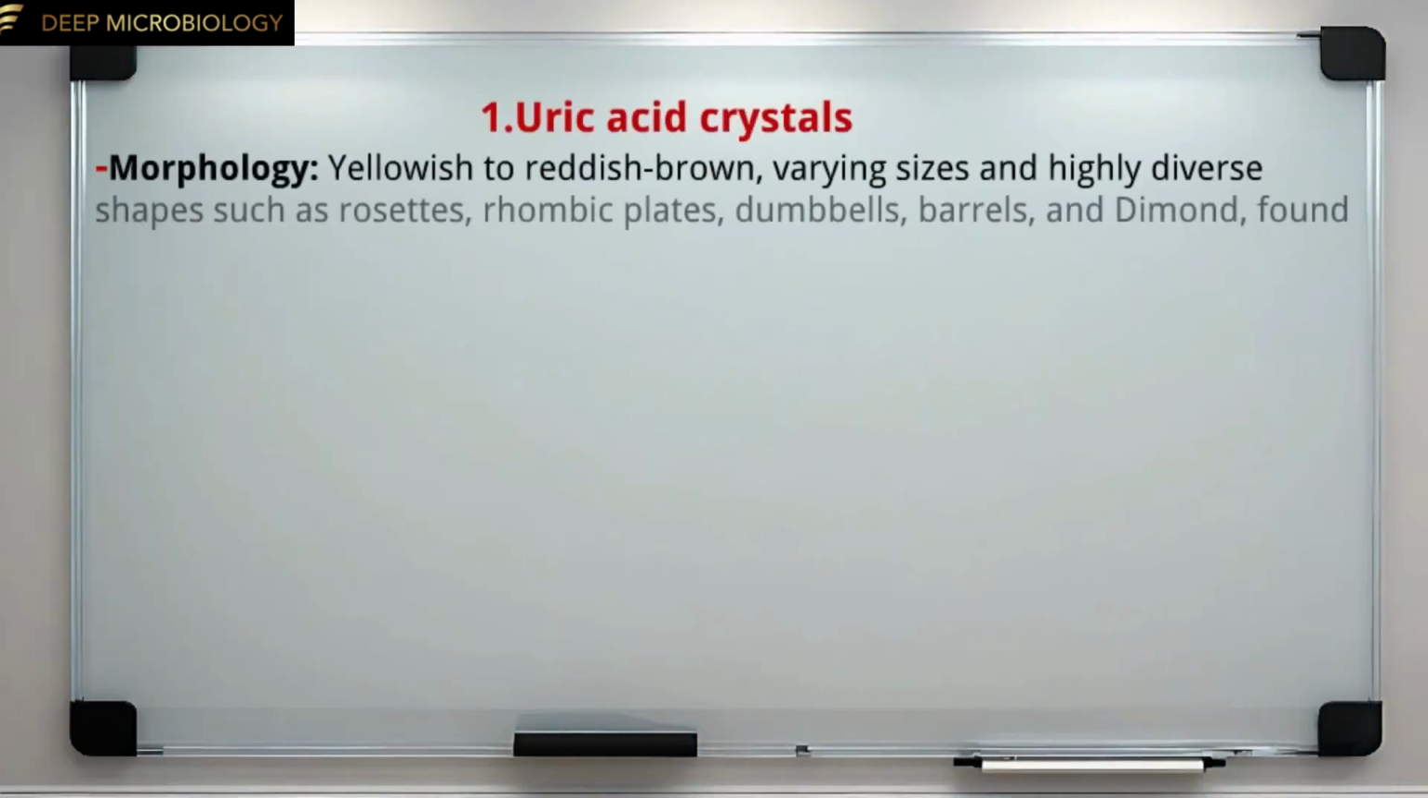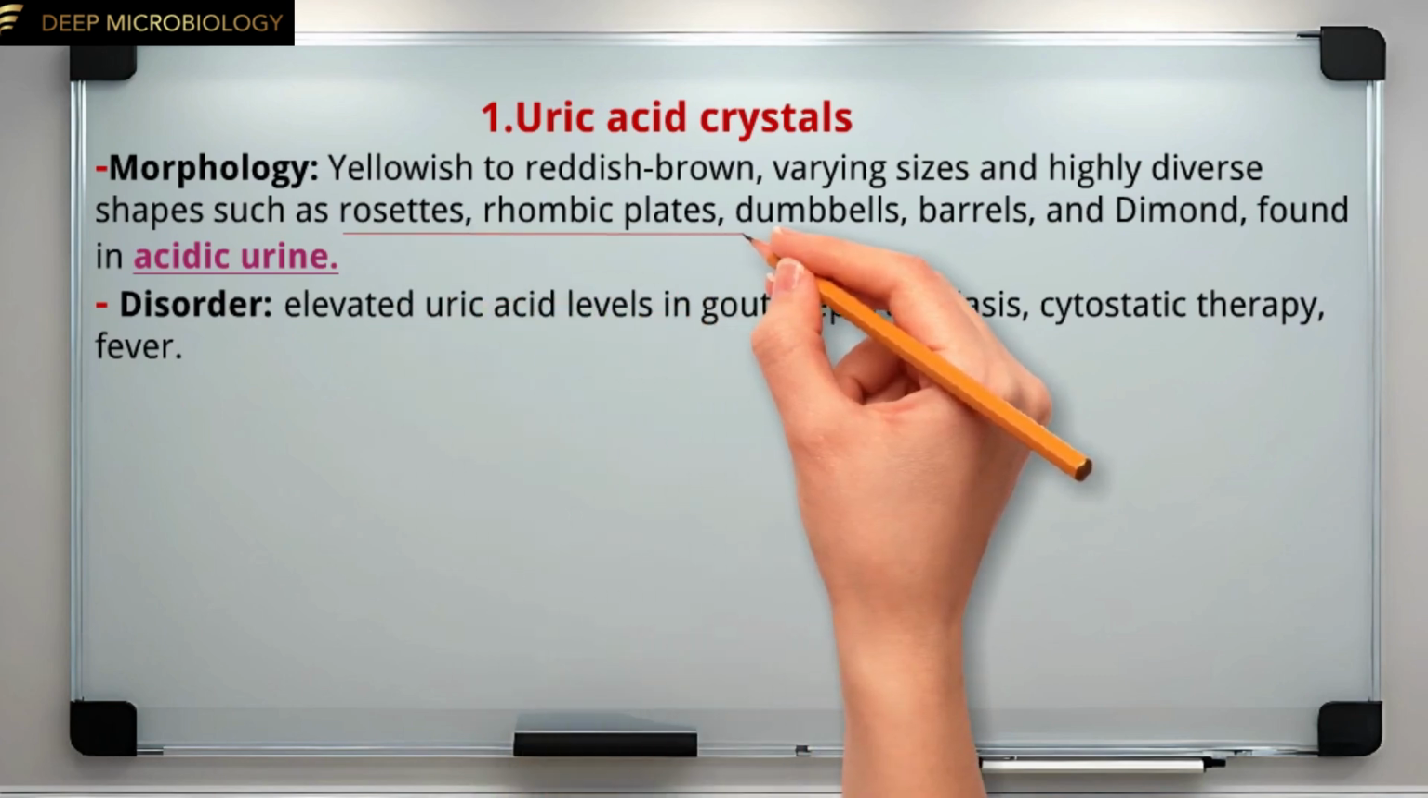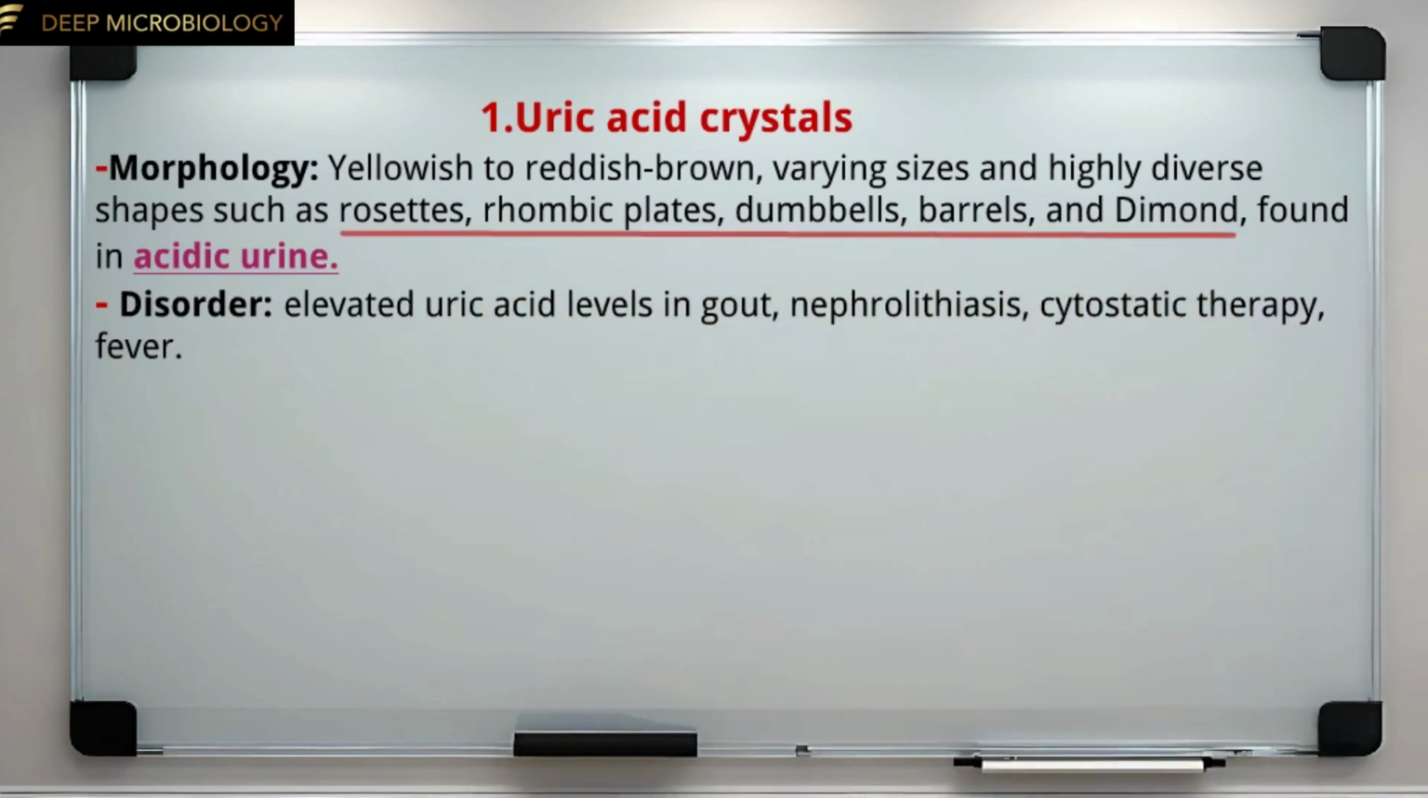1. Uric acid crystals. Morphology: yellowish to reddish-brown, varying sizes and highly diverse shapes such as rosettes, rhombic plates, dumbbells, barrels, and diamond, found in acidic urine. Clinically, these are associated with conditions like elevated uric acid levels and gout, nephrolithiasis, kidney stones, cytostatic therapy, and fever.